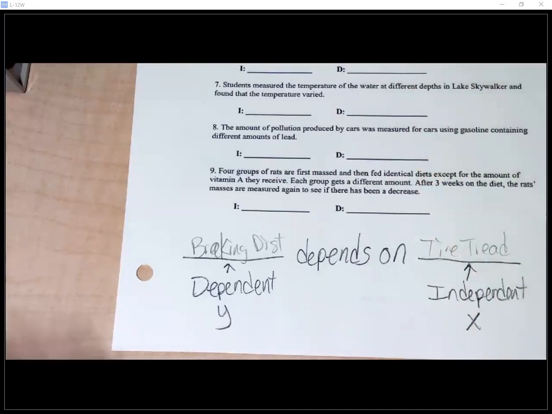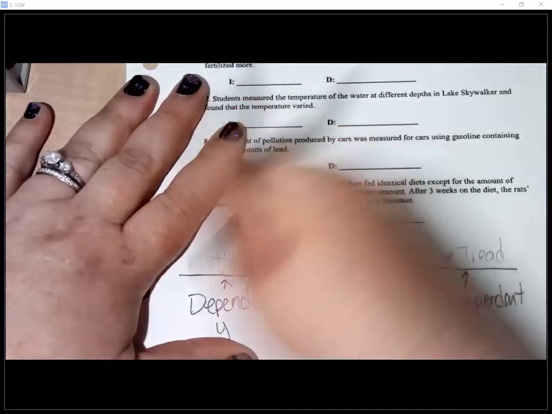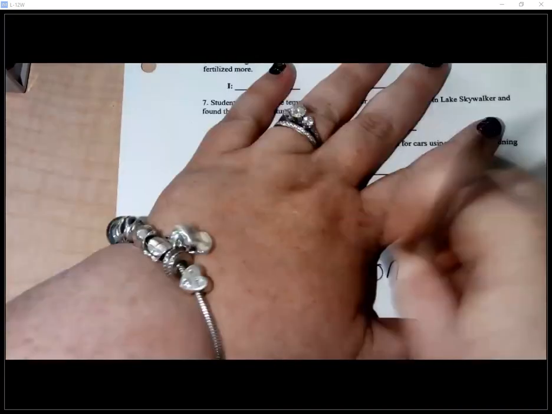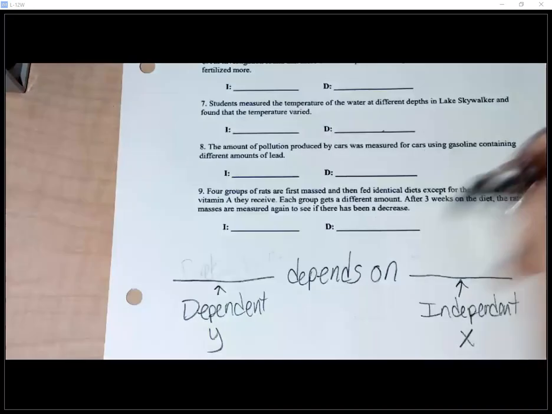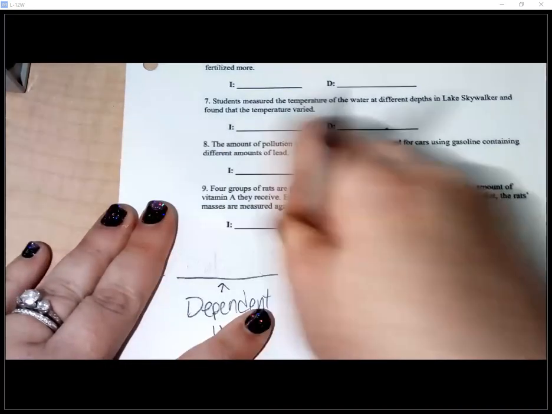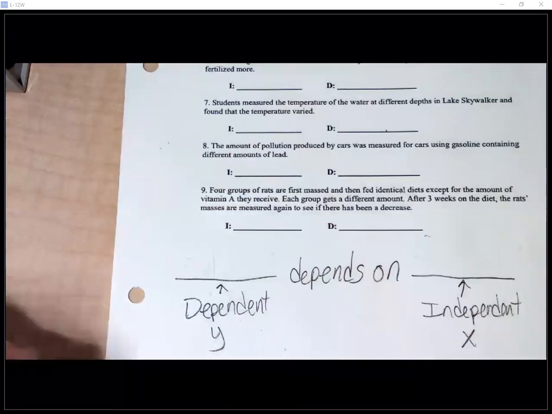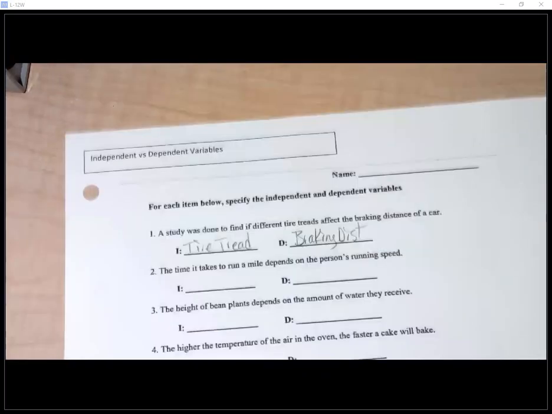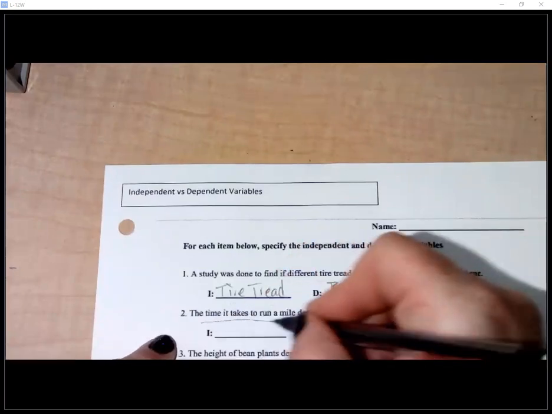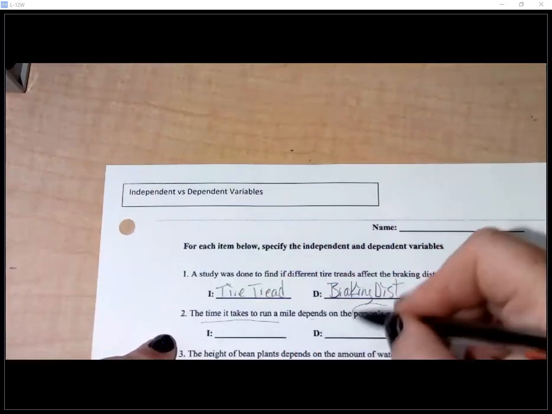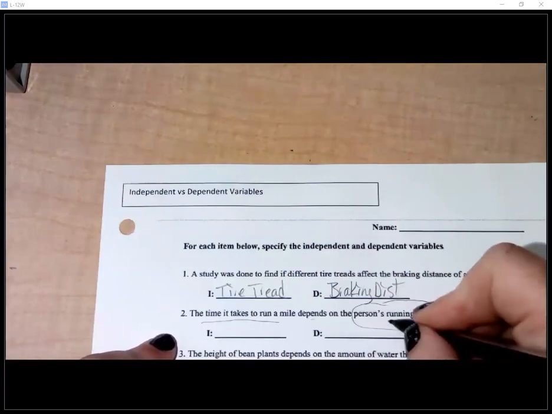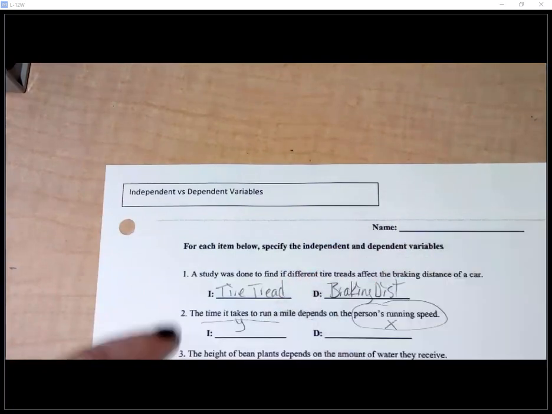Let's try another one together. The second one down reads, the time it takes to run a mile depends on the person's running speed. My gosh, they already basically filled out the form for me. The time it takes to run depends on the person's running speed. So this is my independent, this is my dependent. If I match it up with the sentence frame at the bottom, the time it takes depends on the person's running speed.